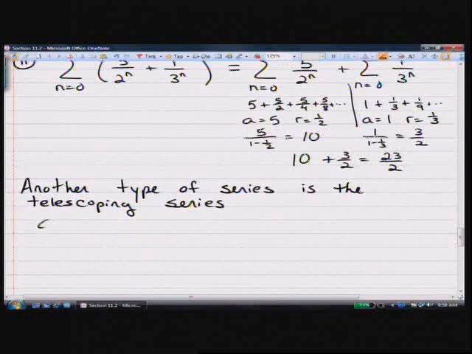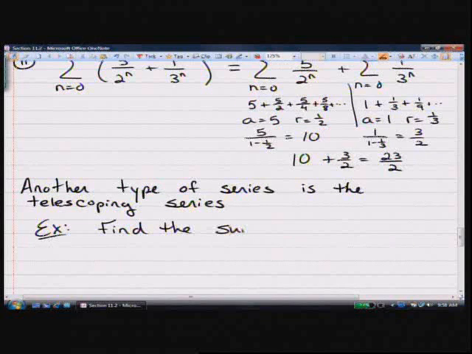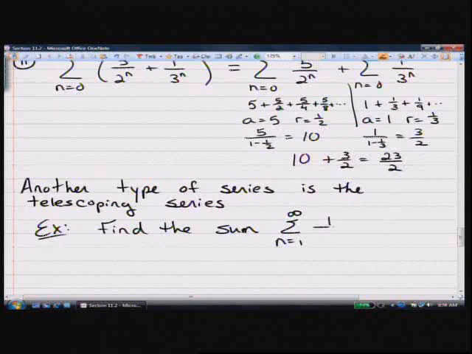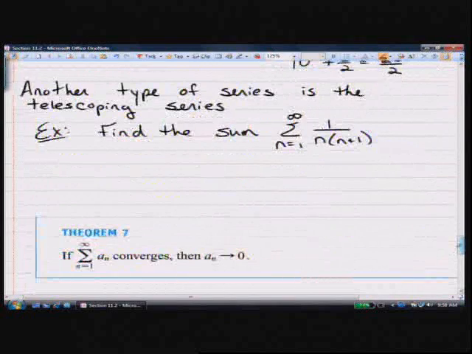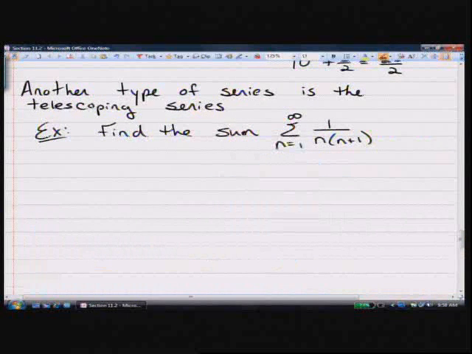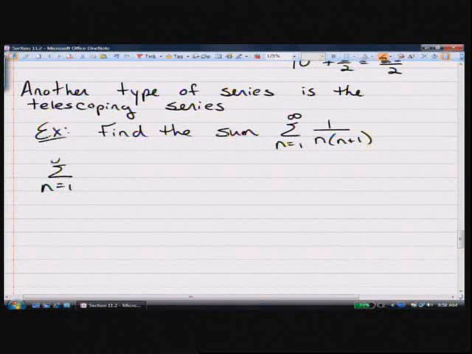So here's an example. Say we were asked to find the sum as n goes from 1 to infinity of 1 over n times n plus 1. Now, if you just started to go at it with this problem, you're going to run into some trouble. You may not see the pattern, or you're definitely not going to see the pattern if you just looked at it in its raw form, 1 over n times n plus 1.